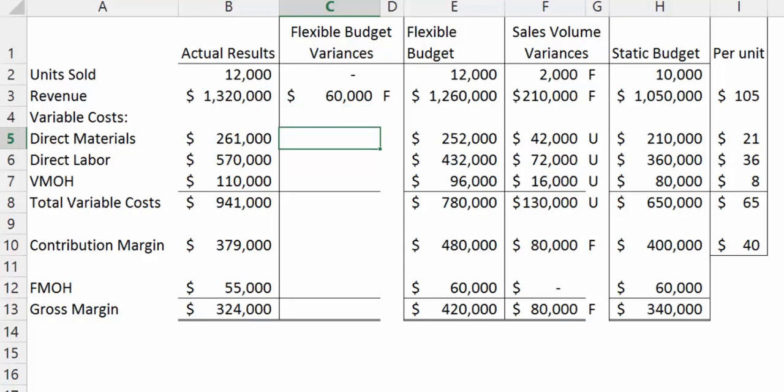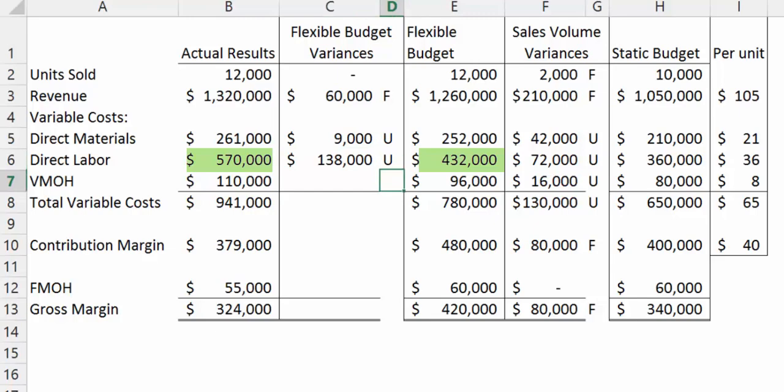The direct materials variance, if we look, the actual results are higher than the flex budget by $9,000, and that's an unfavorable variance. Now, this means that we spent $9,000 more on materials, either quantity or the cost of the materials, than we should have to make 12,000 units. So not only is it more than we should have spent to make the 10,000 units we had planned to make and sell, but it's more than we should have spent to make the 12,000 units that we did make and sell.